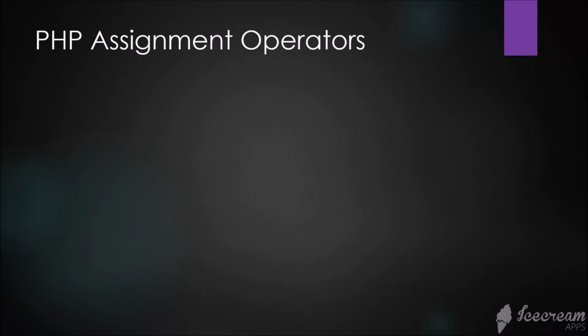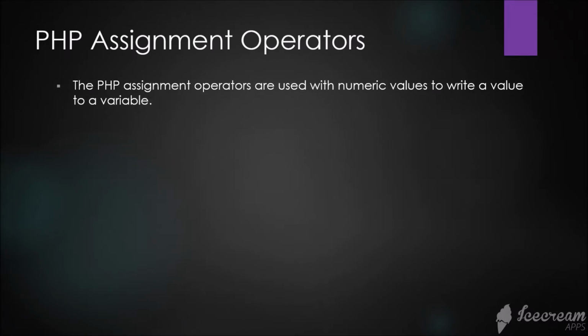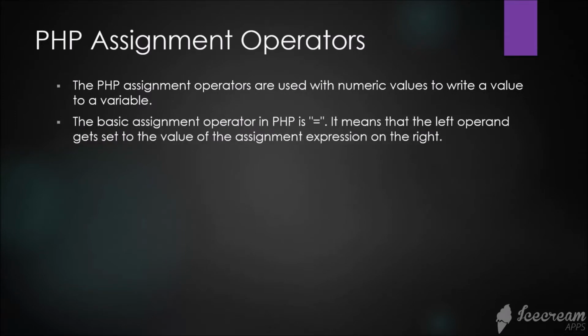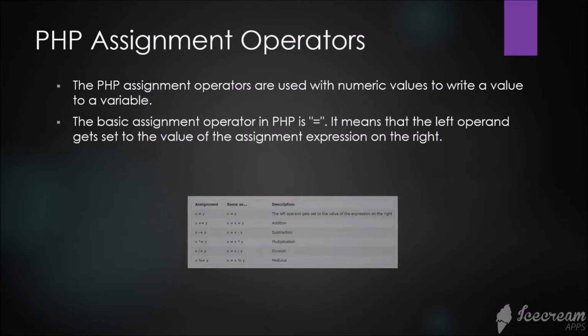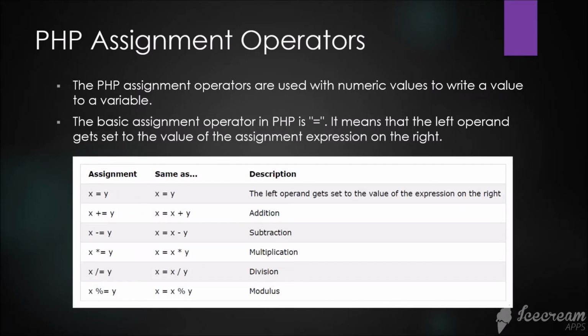Okay, so PHP Assignment Operators. The PHP Assignment Operators are used with numeric values to write a value to a variable. The basic assignment operator in PHP is equal. It means that the left operand gets set to the value of the assignment expression on the right. So we have here our sample assignment operators. The basic assignment operator, the equal. Then we have here plus equal, minus equal, times equal, divide equal, and modulus equal.